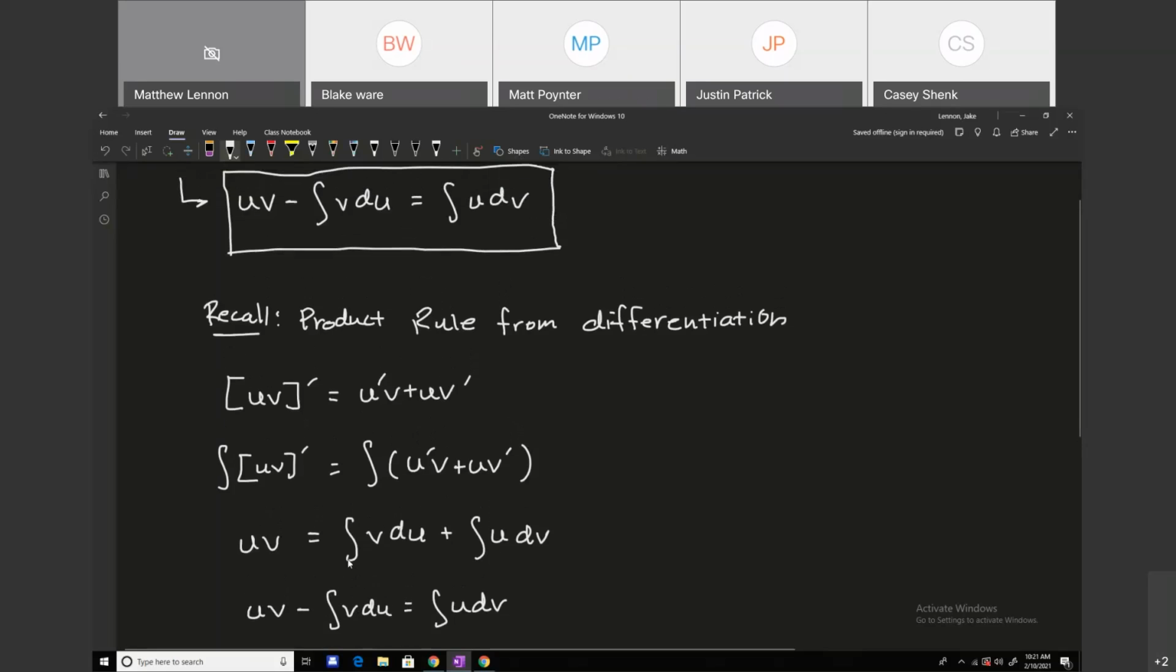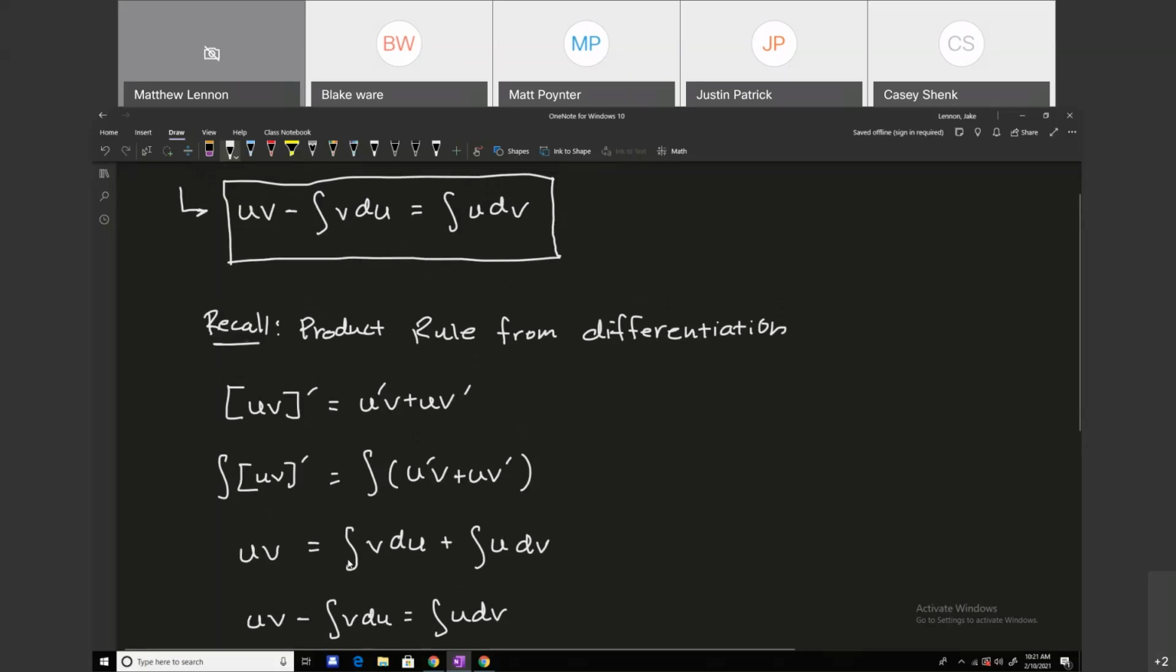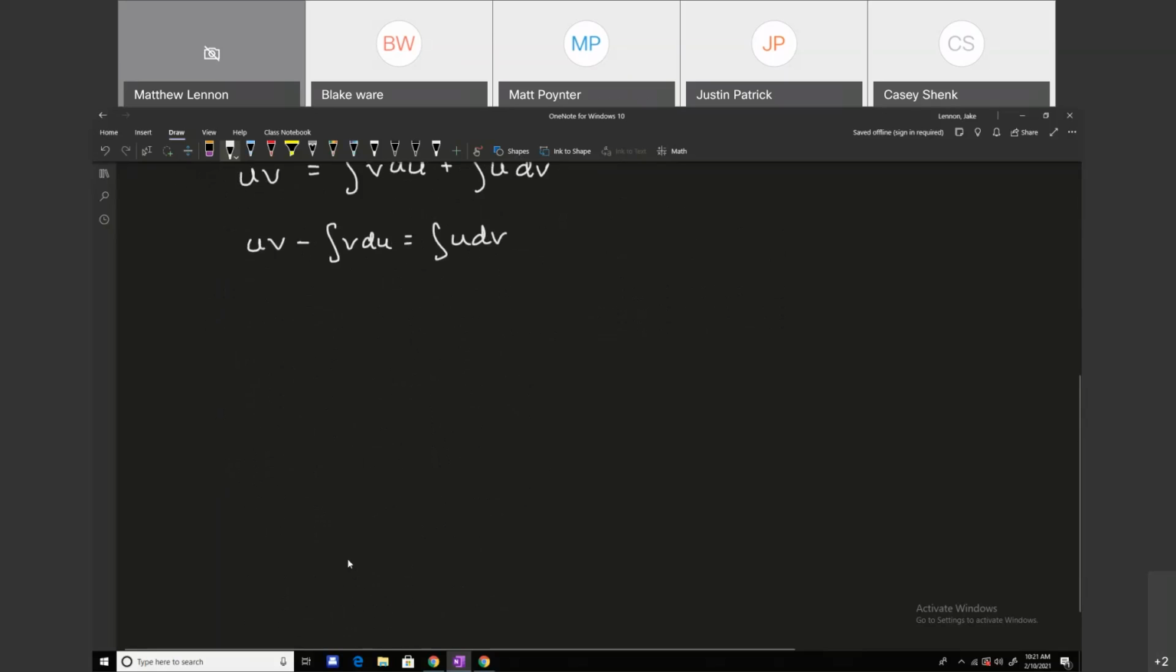But essentially, we're just using the boxed-in things. We need to choose a u and choose a dv, and then we go from there. And again, it'll take a little bit of skill and practice learning which thing we want to pick to be the u, and which one we want to pick to be the dv. So let's jump right in and see how this works.